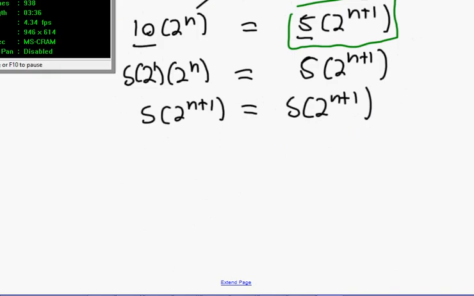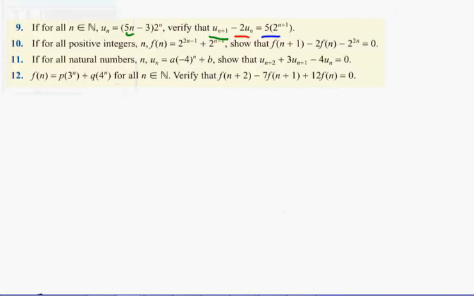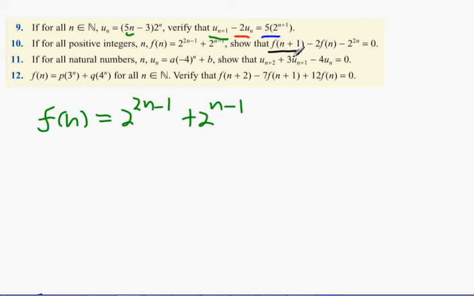Who got it out? Okay, next one is for all positive integers, f of n equals 2 to the power of 2n minus 1 plus 2 to the power of n minus 1. Now to pick up marks, okay, so I did this one yesterday? No, I didn't. No. To pick up marks, I'll just read the first part of the question.